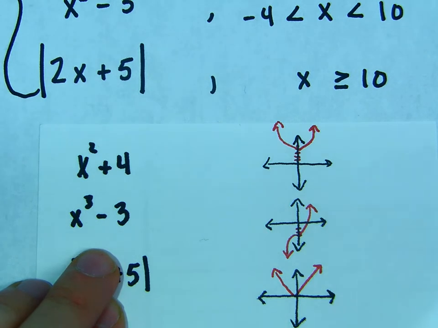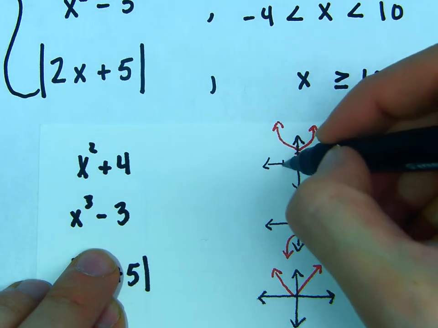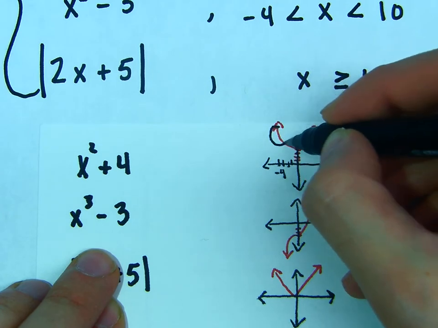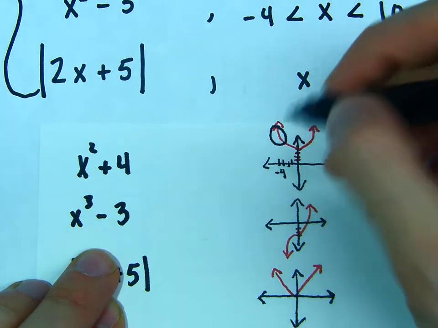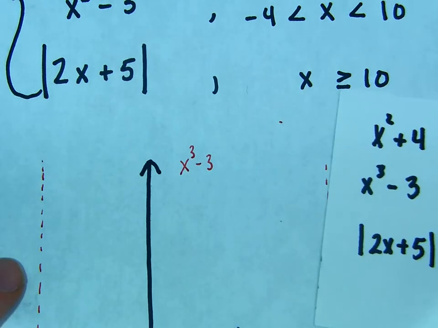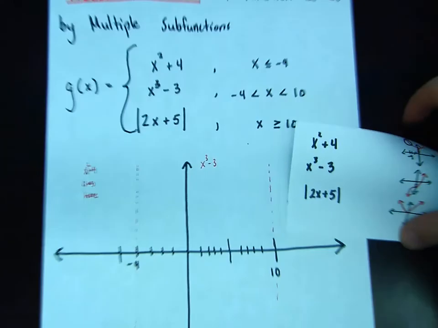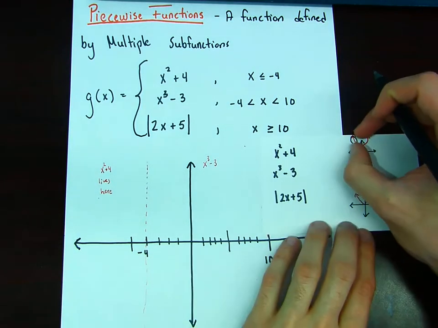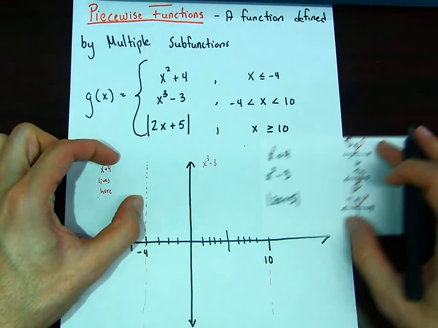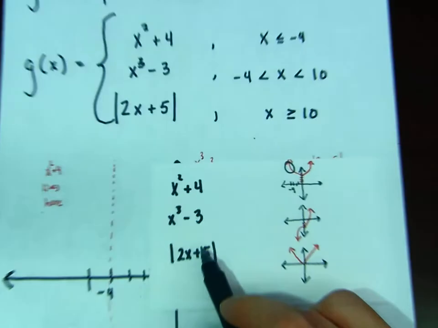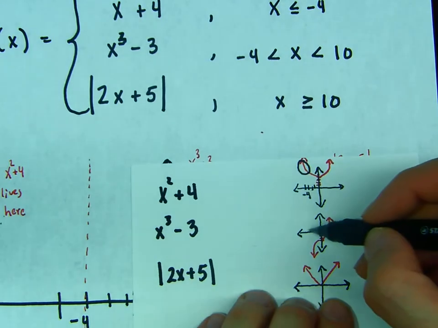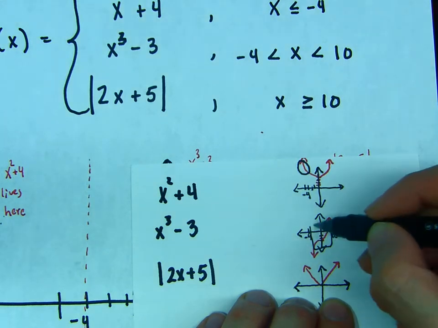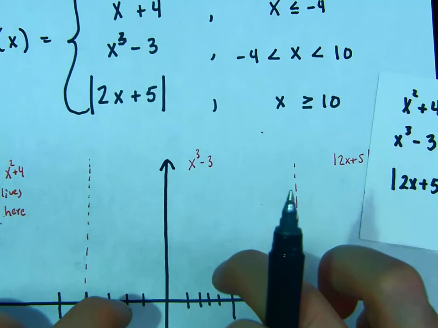So basically the idea is, if this is negative 4, right? Negative 4 is somewhere here. It's like you're cutting this part of the graph and putting it over here. If I have x is negative 4 over here, it's like you're cutting this part of the graph and putting it here. If I have x cubed minus 3, like if negative 4 is somewhere here and positive 10 is somewhere here, it's like you're cutting this part of the graph and you're putting it here.